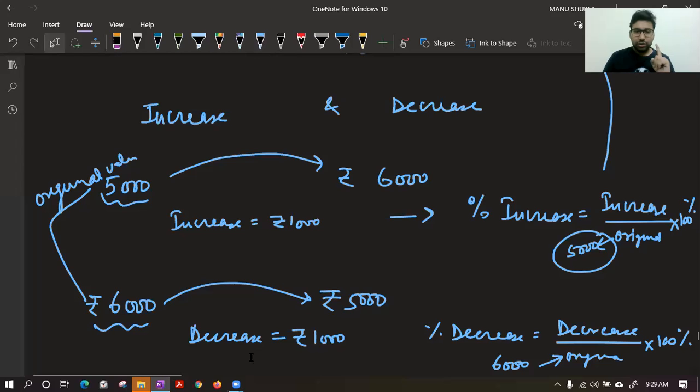Only one issue is there today, that the chat window is hiding again and again, so I'm not able to read the chats. Lavya is saying, sir, we will find the decrease and put it in the formula. Very good, beta.